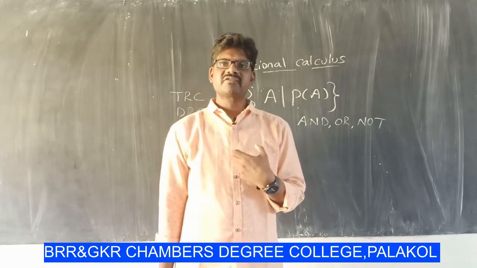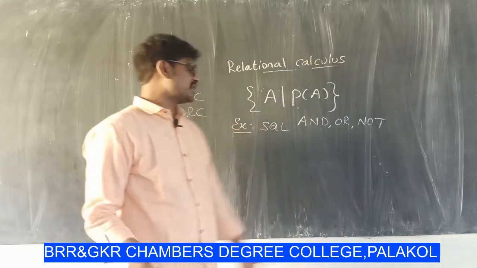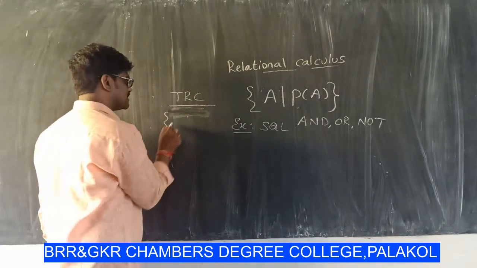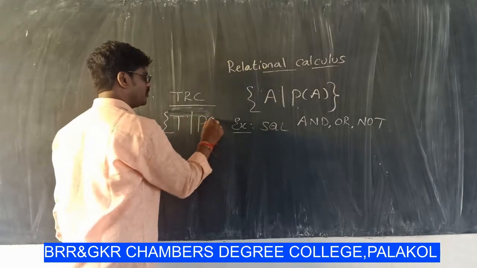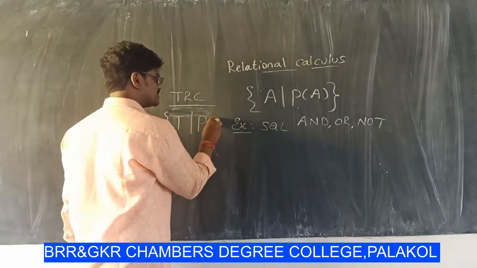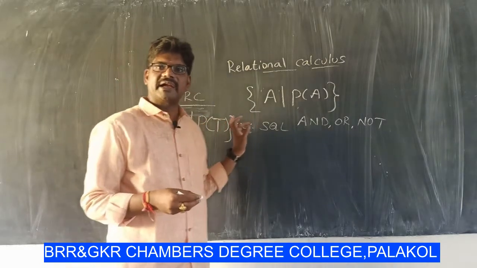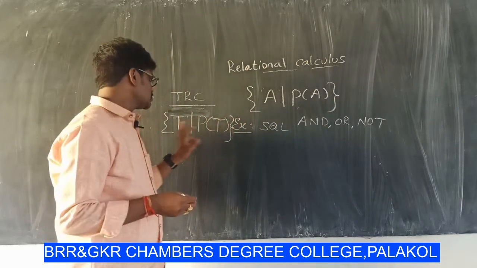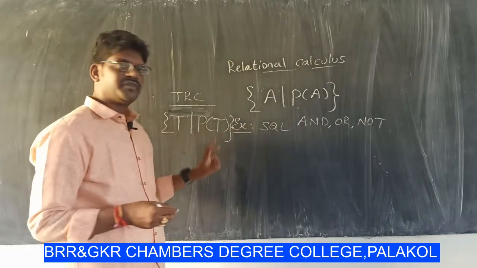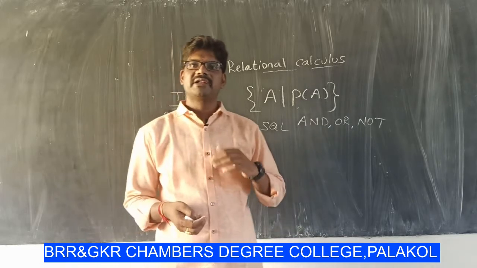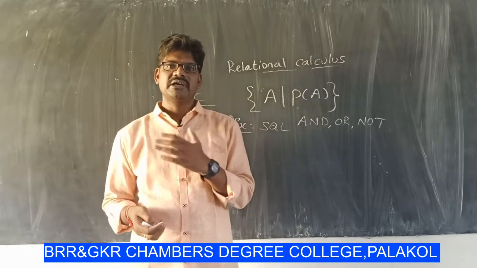Okay, what is the general form of TRC? It is {T | P(T)}. What is T? Tuples. P of T is the predicate on T. So T is the tuples and P of T is the predicate on the tuples. P of T is a predicate that gives a solution set of T.